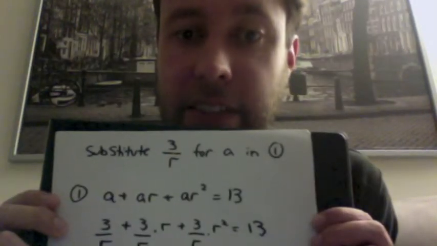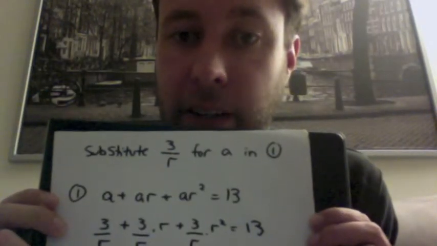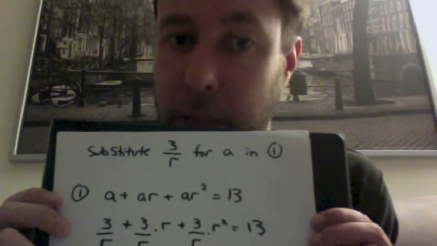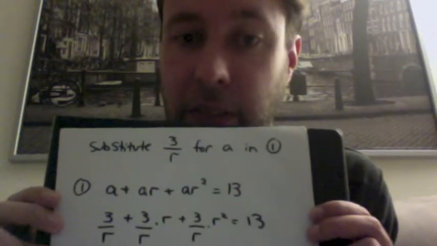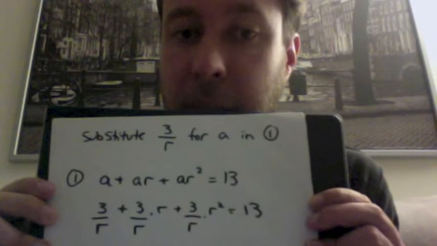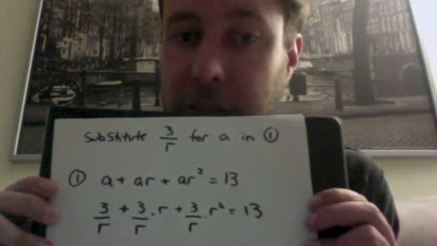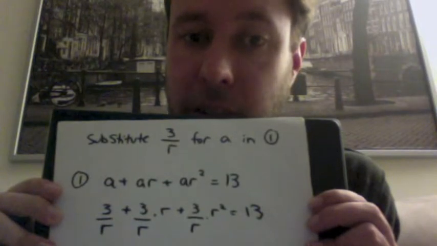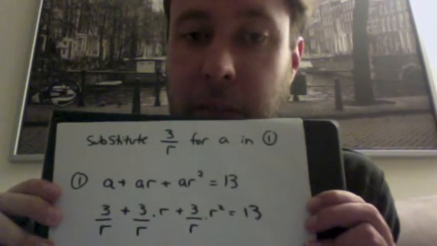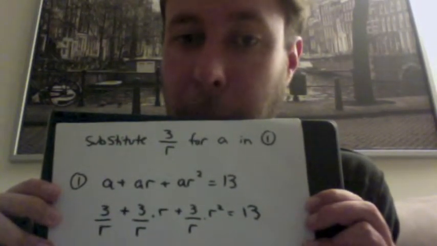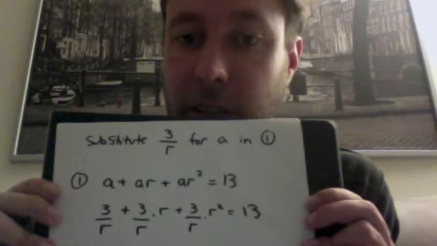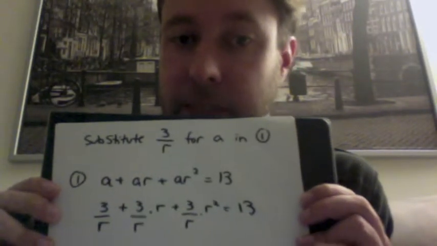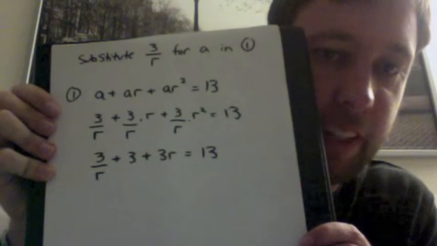The next thing I'm going to do is substitute that 3 divided by r for a in our original equation, number 1. For those who don't remember, equation 1 was a plus ar squared equals 13. And now everywhere we're seeing a, I'm going to replace it with 3 over r. So 3 divided by r plus 3 divided by r times r plus 3 divided by r times r squared equals 13.